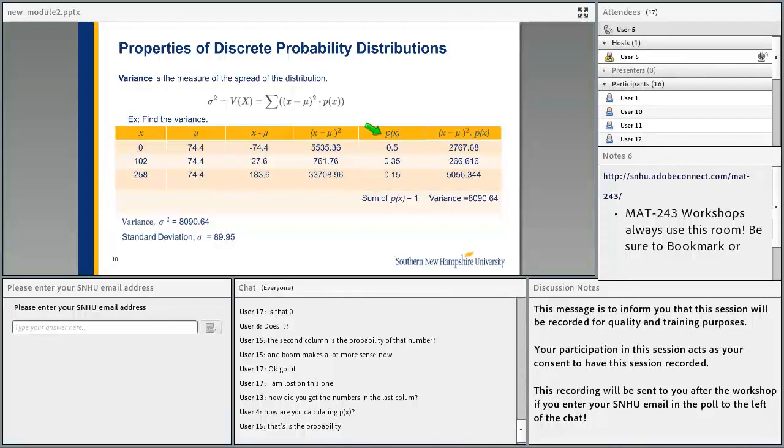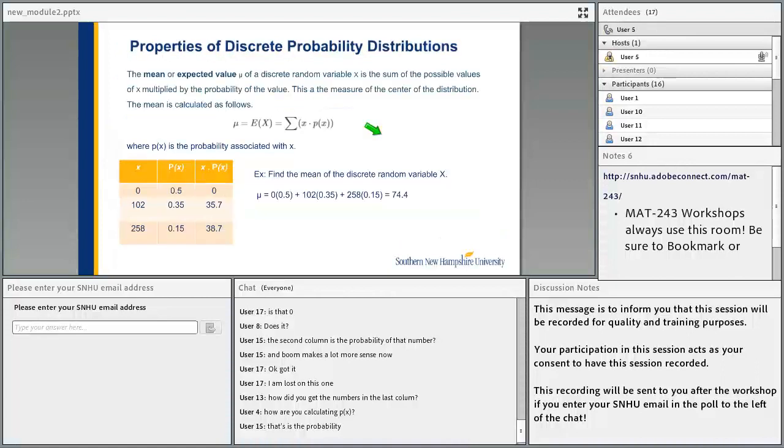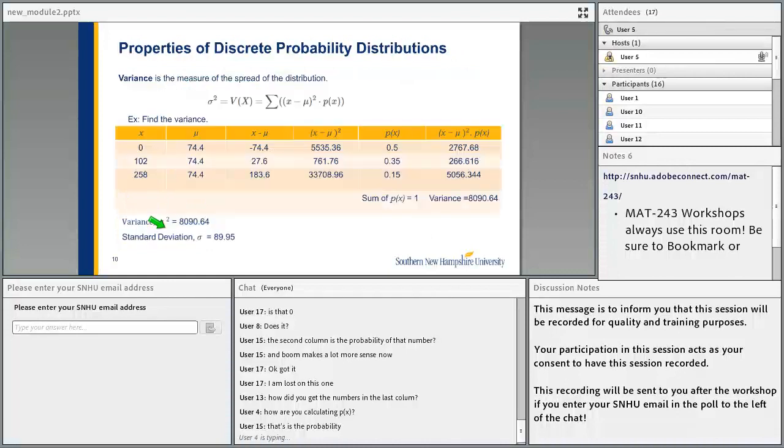P of x is again from a previous slide where we had the probability values. So the probability of getting x equals 0 is 0.5. Probability of getting x to be 102 is 0.35. Probability of getting 258 is 0.15. So here I have my P of x values.